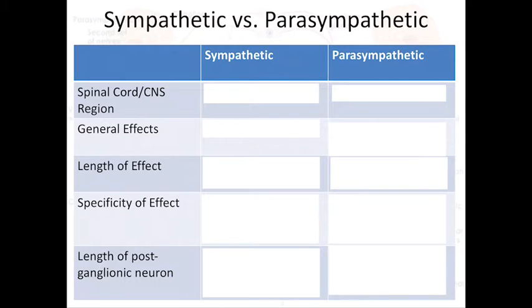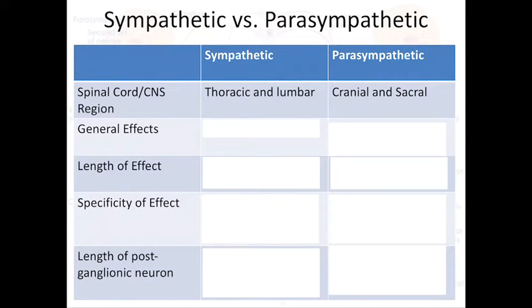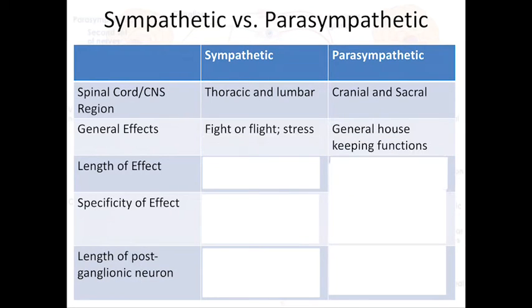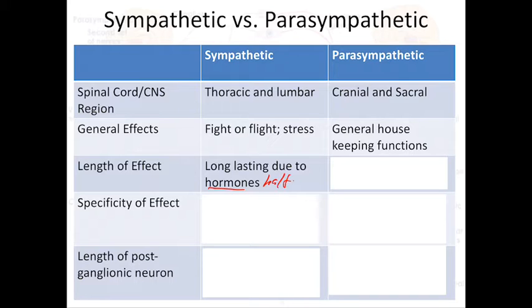All right, another little table to break this down. Spinal cord region, we just talked about this. Sympathetic is thoracic and lumbar. Parasympathetic is cranial and sacral. General effects, we know that. Length of effect, long-lasting due to hormones. Those hormones have to break down via their half-life, so those effects of the SNS last longer because of that. And these are short-lived. We'll talk about what these hormones are, but this is really the neuroendocrine side.